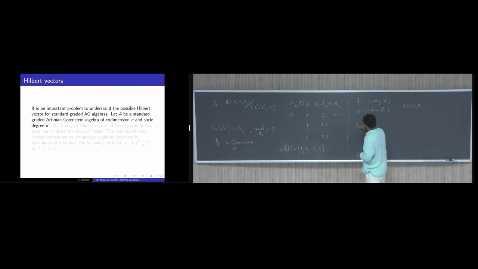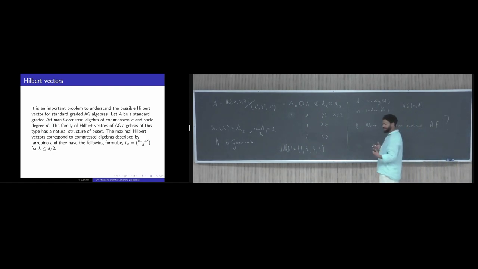The question is, what are the possible Hilbert functions? The maximal Hilbert function in this natural poset structure with the natural order of symmetric strings, as a matter of fact, the maximal ones correspond to the so-called compressed algebras described by Iarrobino, and whose formula is just this binomial number up to the middle and then symmetrically on the other side.